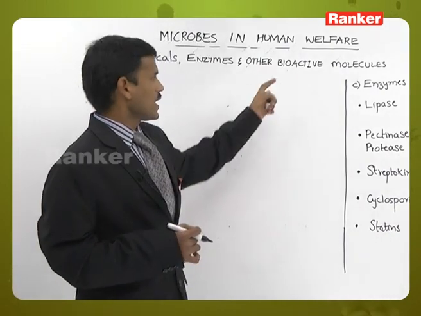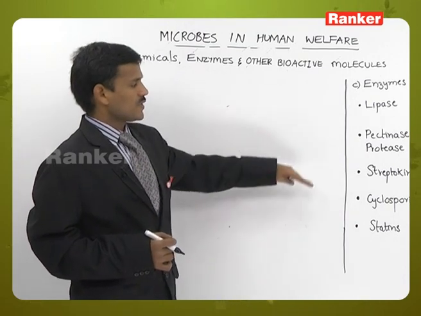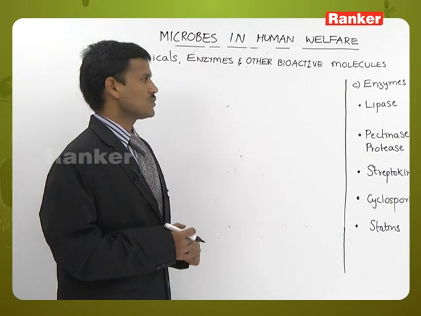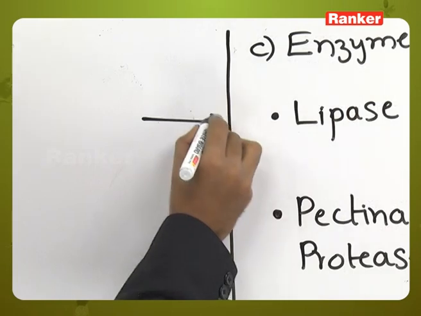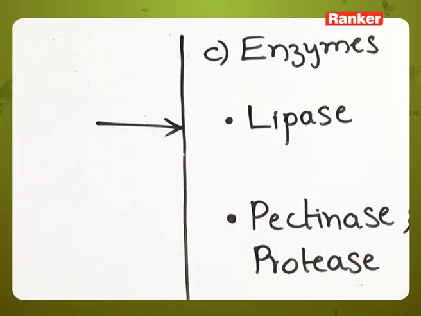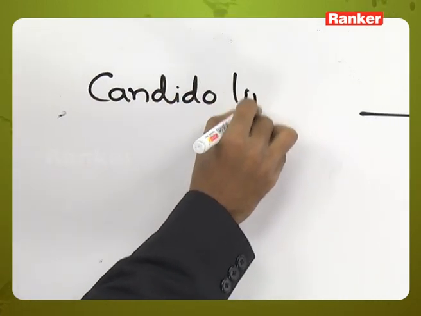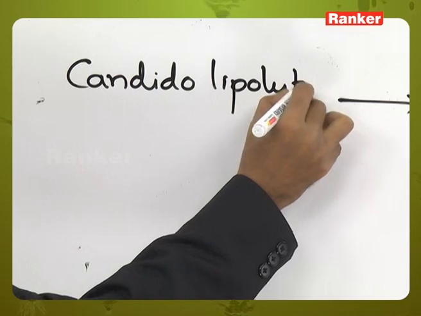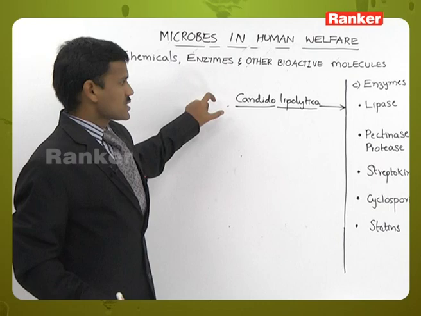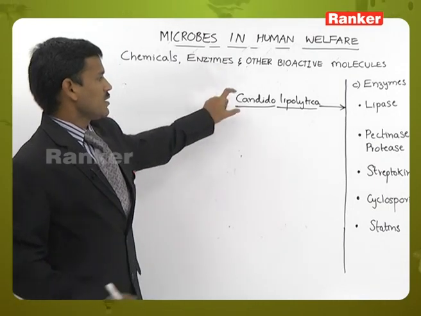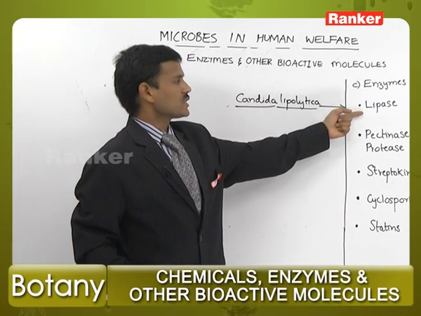Next product is enzymes. Here different types of enzymes are produced by different bacteria and fungal members. So, first of all, lipase. The lipase enzyme is produced by Candida lipolytica. So, it is also one yeast, a fungal member. This Candida lipolytica is secreting or producing the lipase enzyme.